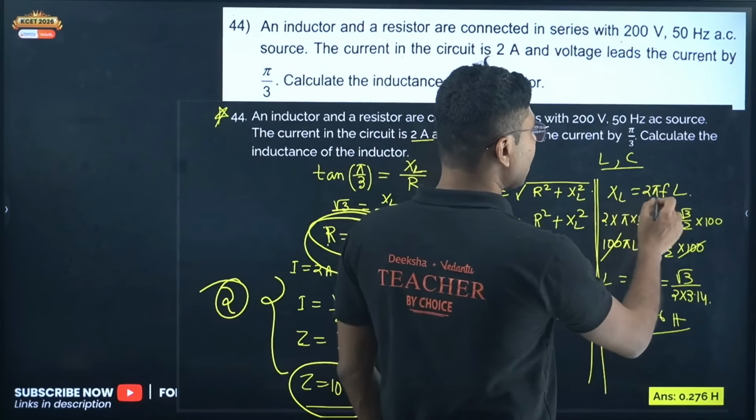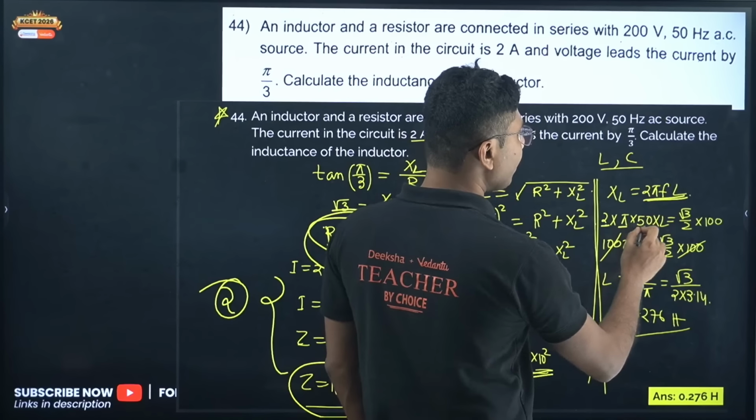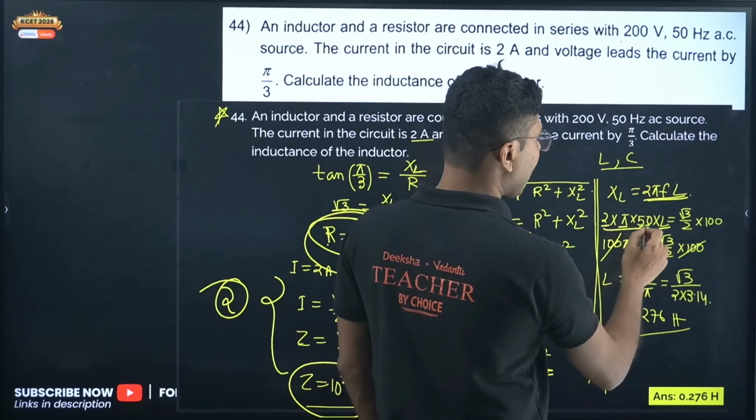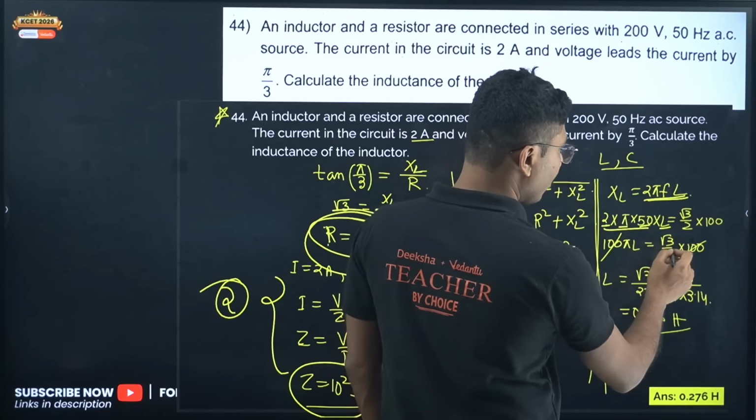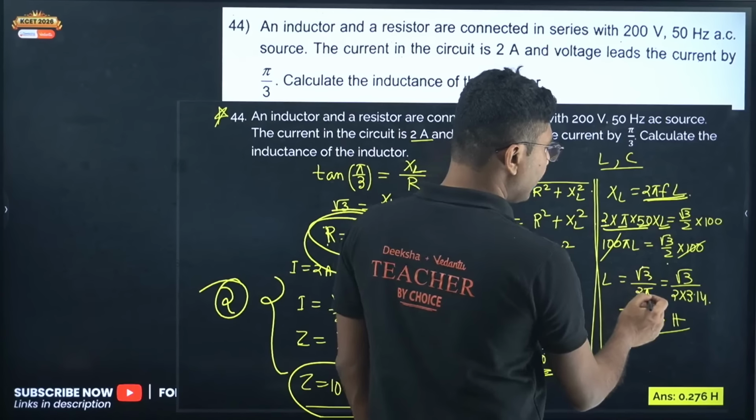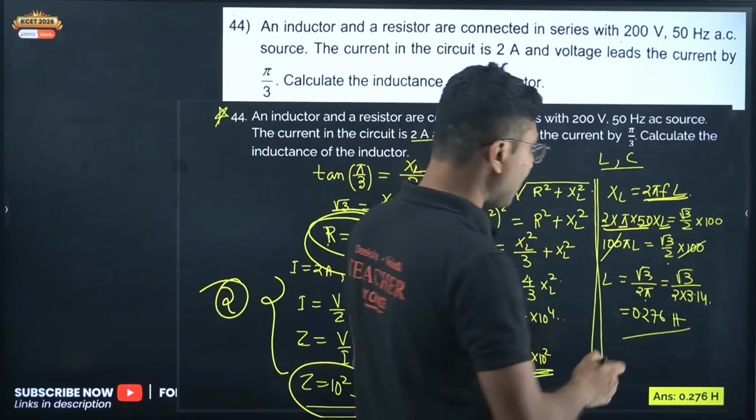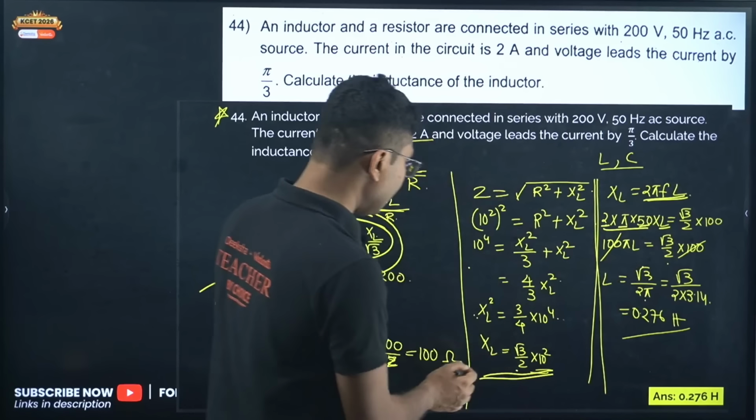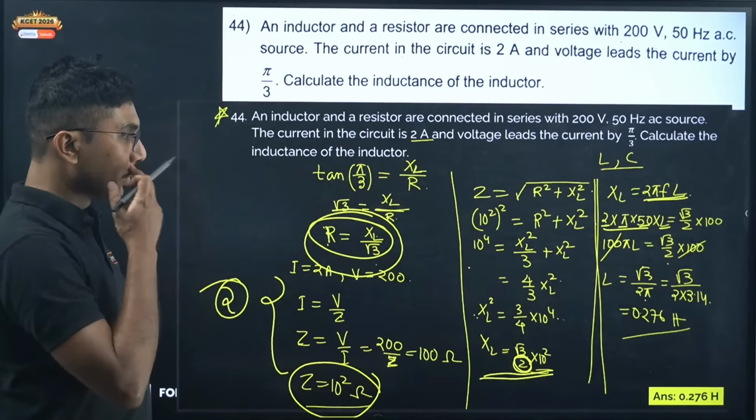Now XL equals 2 pi FL. 2 pi FL means 2 into pi into 50 into L. So 100 pi L equals root 3 by 2 into 10 square. So you get root 3 by 2 pi, which will be the answer, and I don't think it will be 0.55. You may have missed this 2 over here, this root 2 over here. I don't know how you calculated.